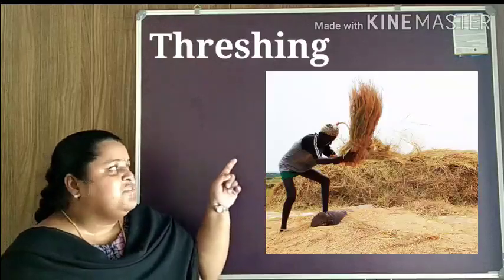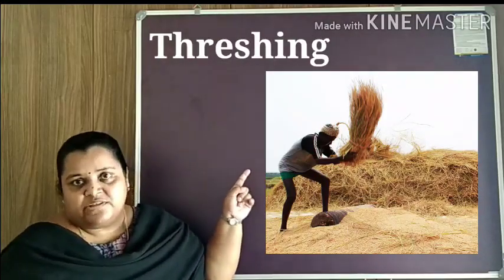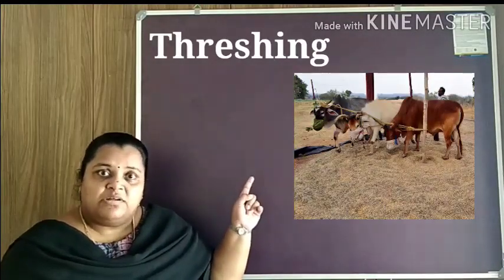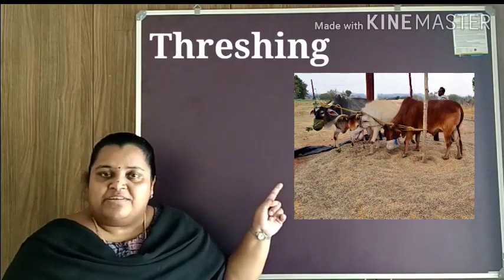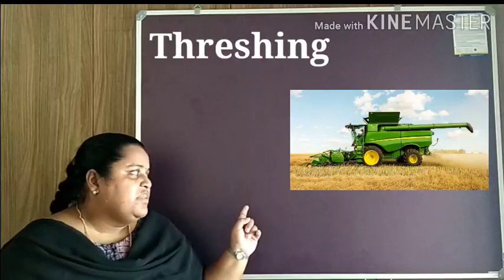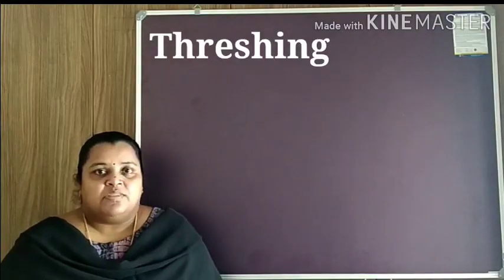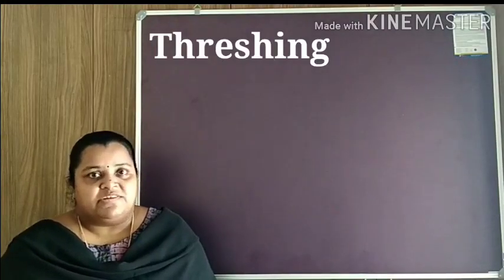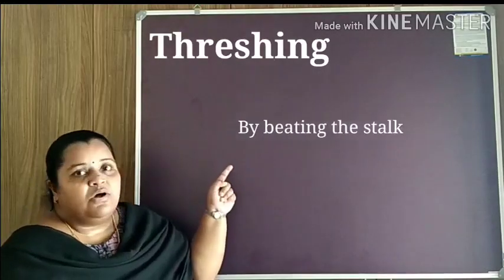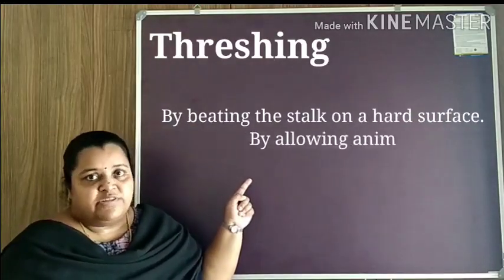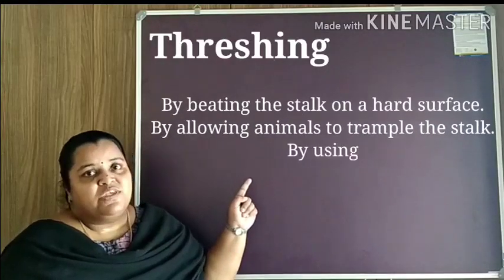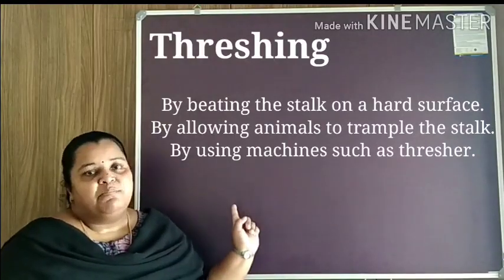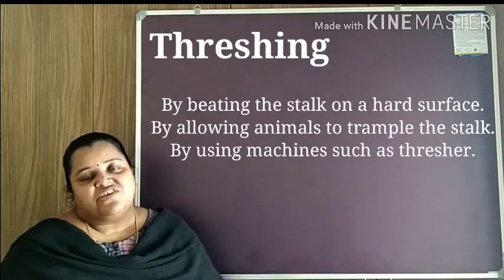First, by beating the stalk on a hard surface. Second, by using animals like bullocks to trample the stalk of the plant. Third, by using machines like threshers. I'll repeat once again. Threshing can be done by using the following methods. By beating the stalk of the plant on a hard surface. Second, by using animals like bullocks to trample on the stalk of the plant. And the third method is by using machines such as threshers.